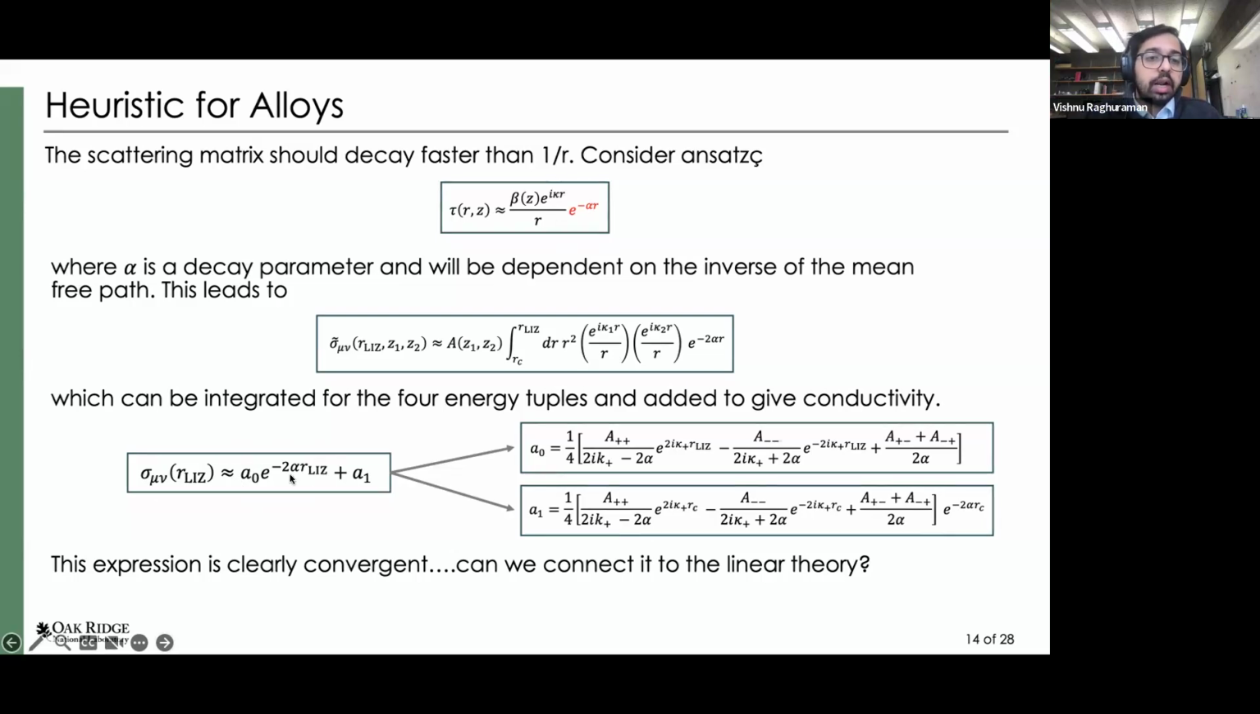So now as RLIZ goes to infinity, the first term dies off and you have some constant that remains. So this gives us a finite resistivity. But this would be more convincing if we could show that in the weak disorder, when alpha goes to zero, this actually gives us something linear. We recover our previous linear theory.